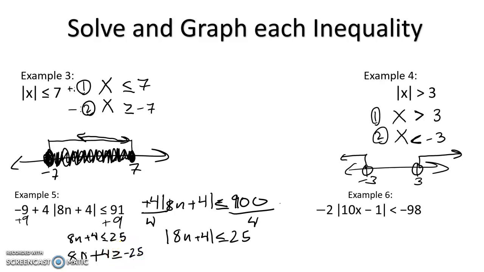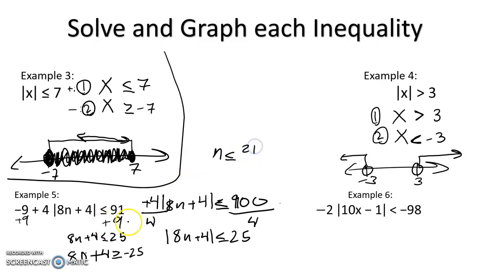If you solve these out, subtract the 4s, divide by 8, I'm going to write these answers up here now. You're going to get n is less than or equal to 21 over 8. That's for the first one.